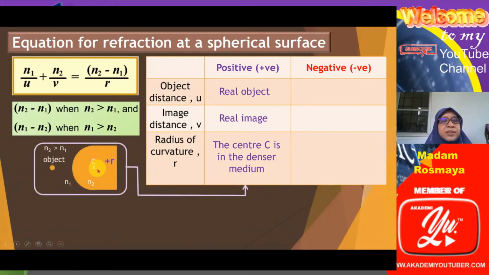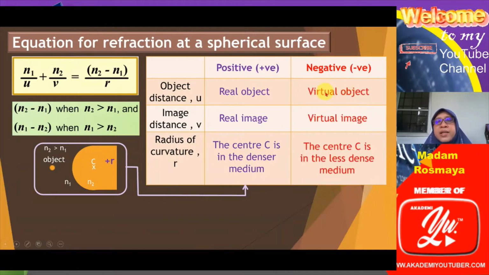Example here: N2 is much larger than N1. So the center C is in the denser medium, so the R here is positive.